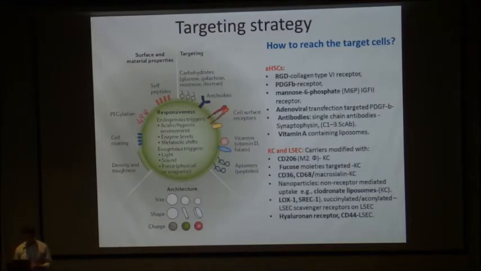For endothelial cells, we have lipoxygenase and SRC. The LSEC scavenger receptor is present especially on the LSEC, so we can utilize that to send this. Even the hyaluronan receptor and CD44 are widely expressed on endothelial cells during fibrosis, so this strategy we also use.